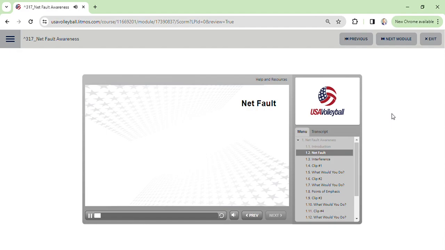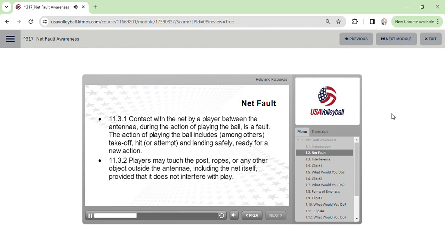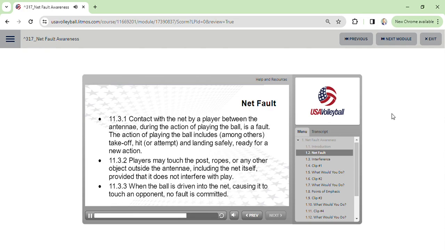Before looking at clips, let's quickly review the net rule involving player contact with the net. The rule states that when in the action of playing the ball, the player may not contact the net between the antenna. It further lets us know it is okay to contact any part of the net system outside the antenna, including the net, as long as the player does not interfere with play. The rule also says that it's okay for the net to touch a player, which is different than the player initiating the contact with the net.